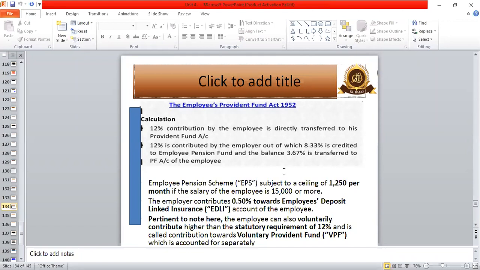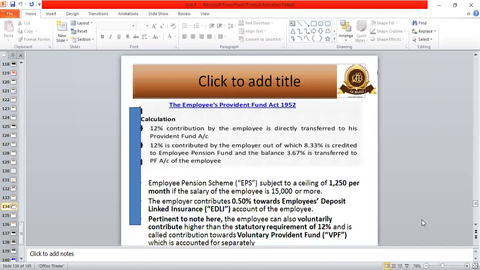Now let me tell you the logic behind this. When I talk about the contribution from the employer side, on basic plus DA plus retaining allowances, 8.33% would be credited to the employee pension, and the remaining 3.67% would be transferred to the PF account. The calculation part I'll show you through an Excel sheet. Just before going to the calculation, please understand this concept. If I talk about EPS, my 8.33% goes from the employer side only, not the employee. The employee pension scheme is subject to a ceiling of 1250 per month if the salary of the employee is 15,000 or more. So when you calculate 8.33% of 15,000, you will get 1250.